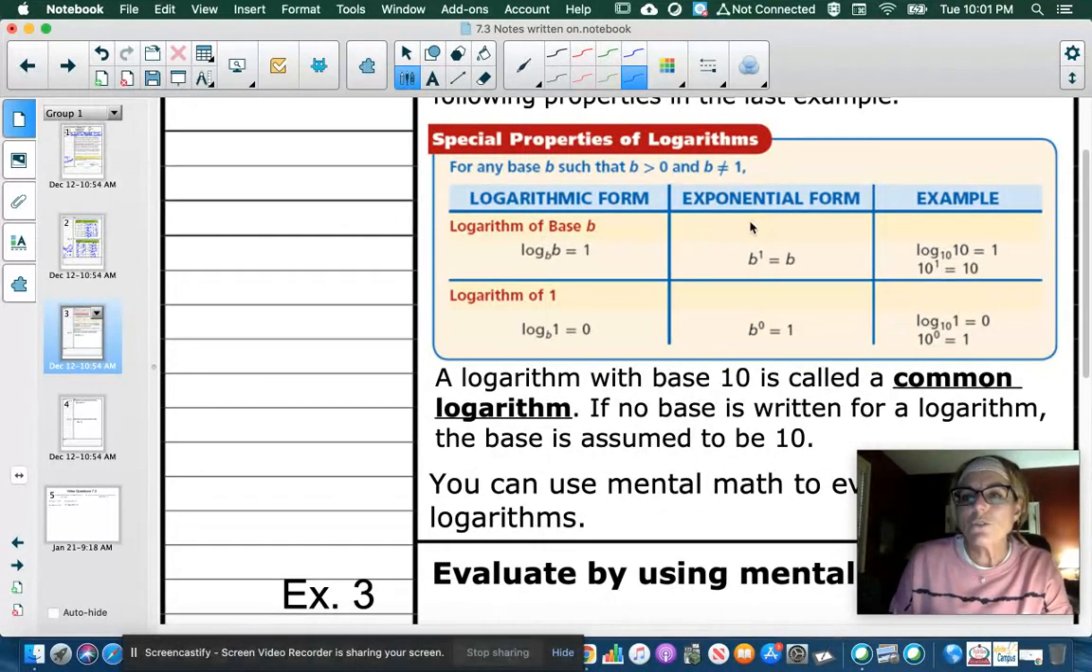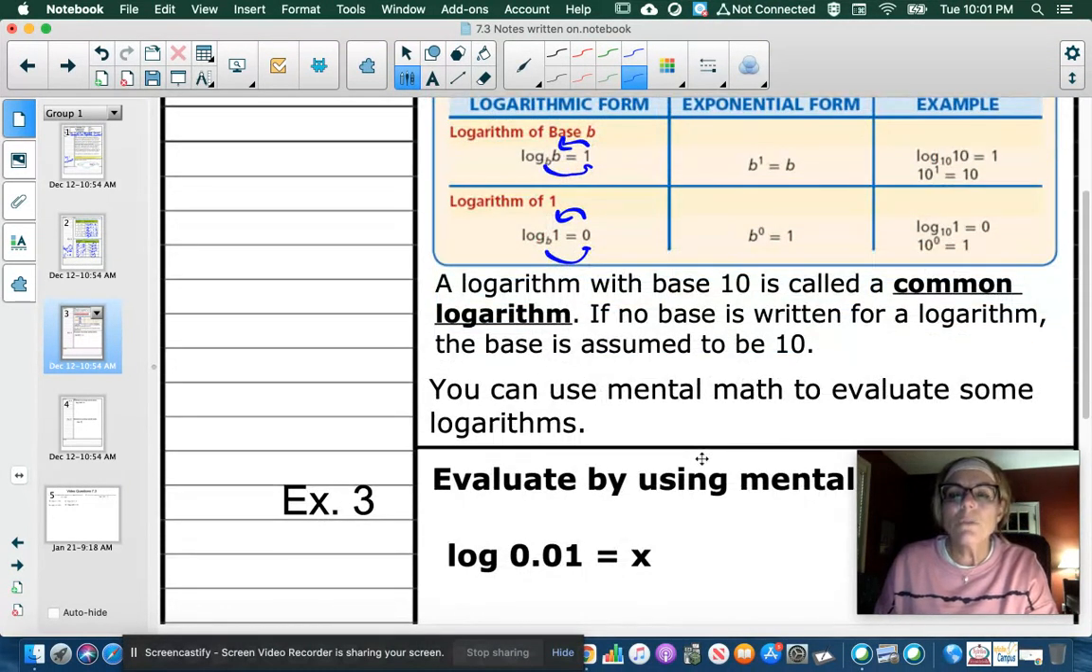then we have the exponential form, and here's an example. So if we have a log of base b, if we want to convert that to exponential, we start with the base. B to the first power is b. B to the 0 power is 1.